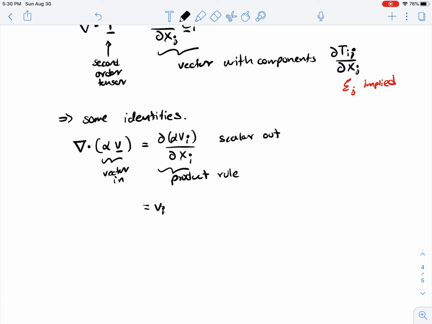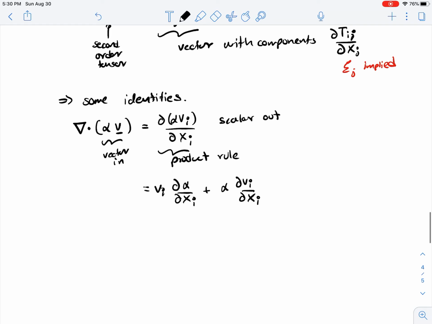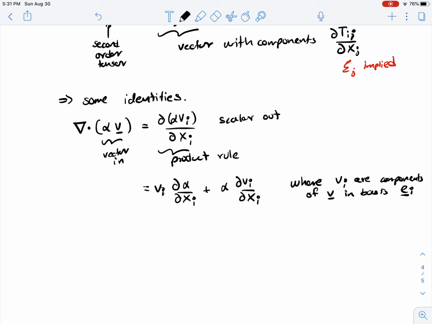So if we use the product rule, again, what we're gonna get is v_i times the partial of alpha with respect to x_i plus alpha times d v_i d x_i. So that's the identity, but let's try to get back to the tensor notation. Can we make sense of this? Because we still have components of V in the basis e_i, so we still have the notion of a basis.